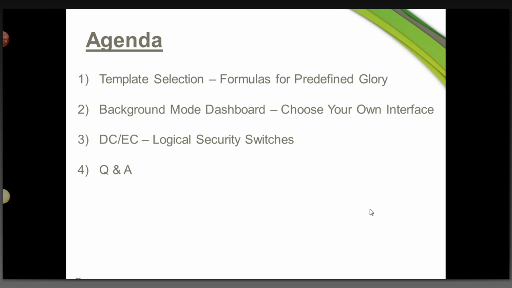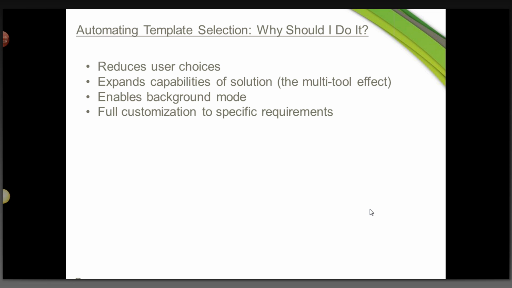So the first topic is template selection. Let's first talk about why you should do it. The benefits of automating template selection are that it streamlines the solution overall and reduces user choices. This can increase user adoption by making a new solution much easier to use, kind of foolproof, if you will. It can also expand the capabilities of the solution.